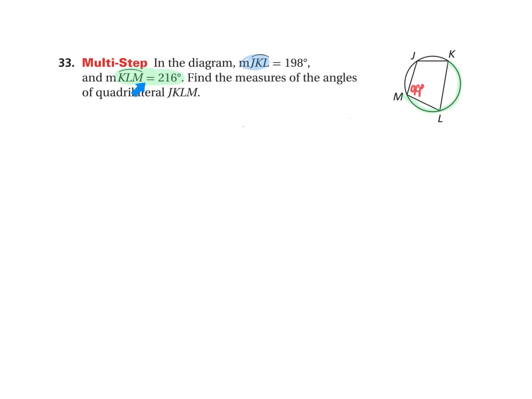Now we'll do the same thing for this other given arc, KLM, which is 216 degrees. Angle J is the inscribed angle that intercepts the green arc. So the measure of angle J times 2 is equal to 216. So if we divide 216 by 2, we know the measure of angle J. It's 108.